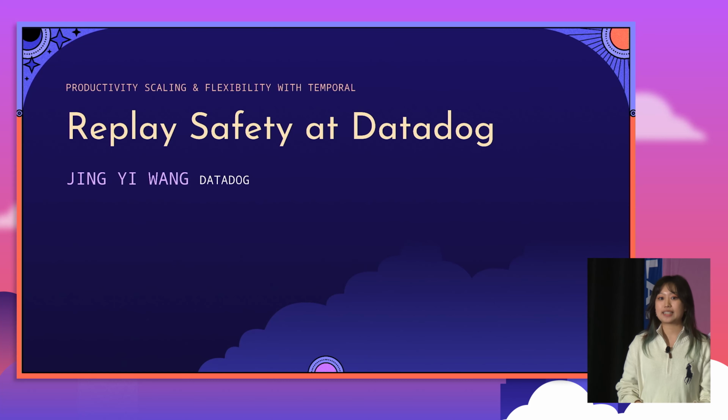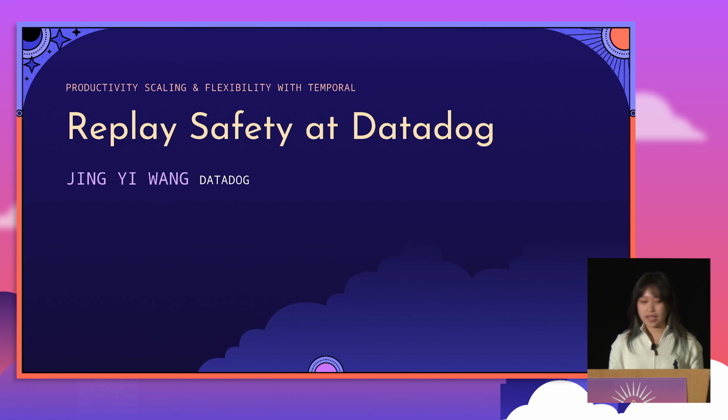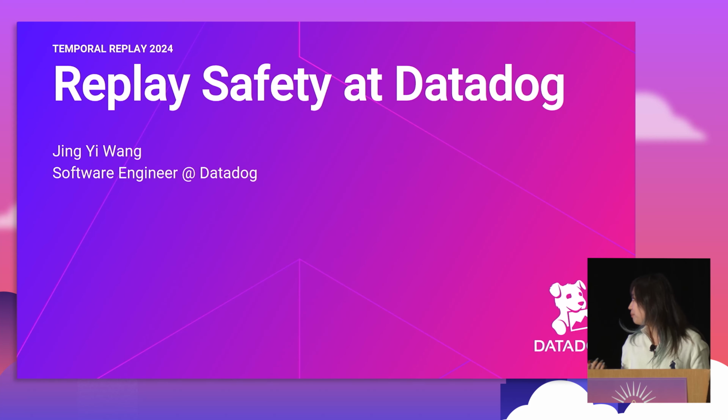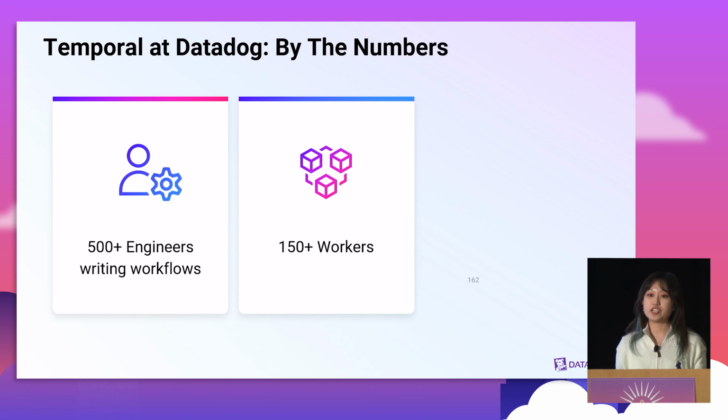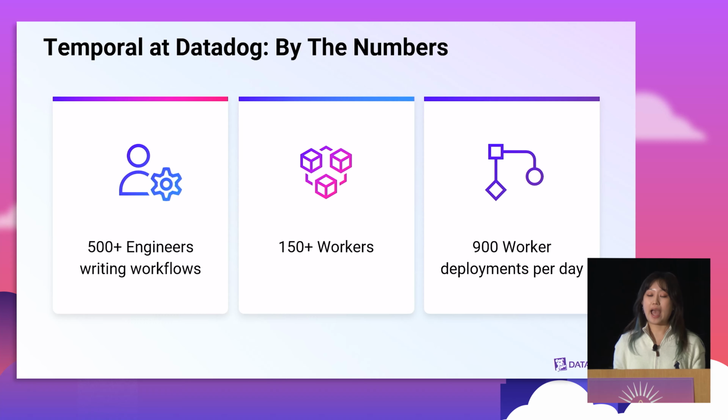As you're familiar with, when you're developing with Temporal, you are required to keep replay safety in mind throughout the development lifecycle. However, oftentimes at companies such as Datadog, it's difficult to do so due to the scale. So at Datadog, we actually have over 500 engineers that are constantly developing and iterating on over 150 workers. So this results in over 900 deployments every single day.